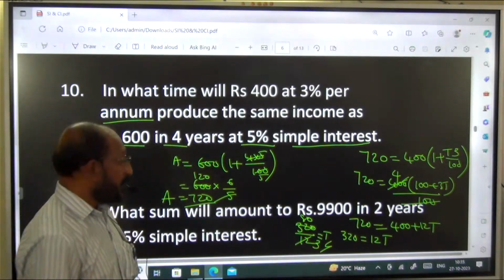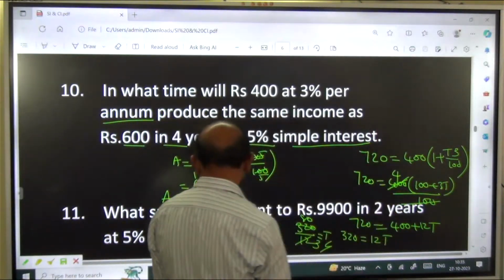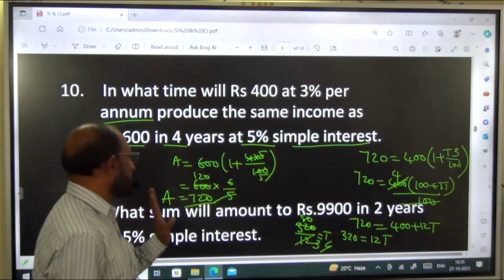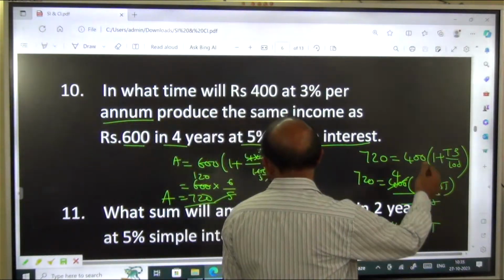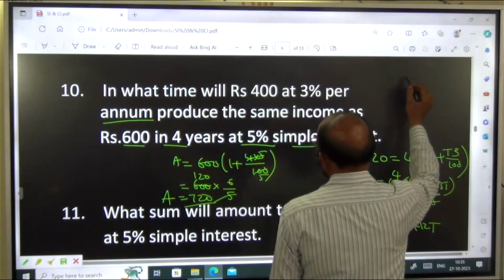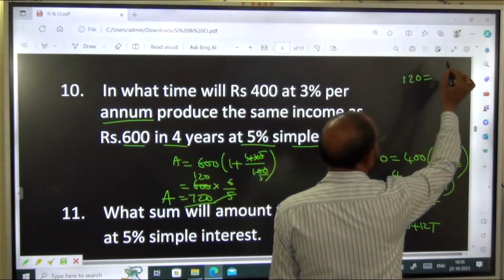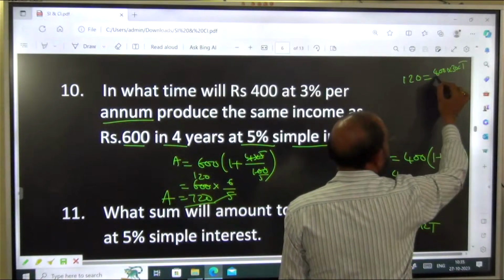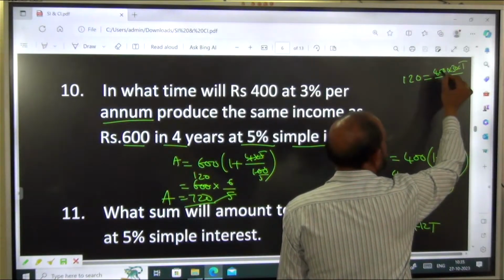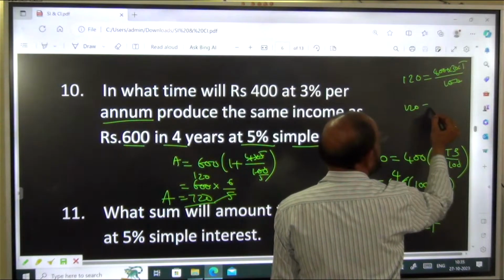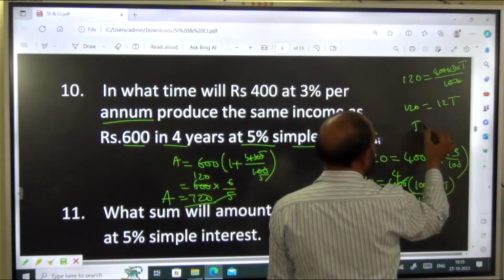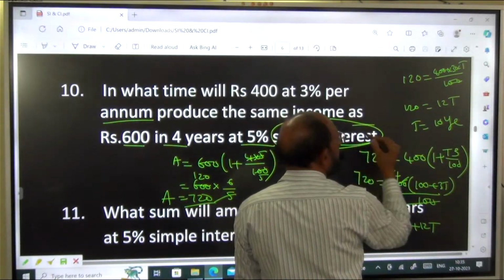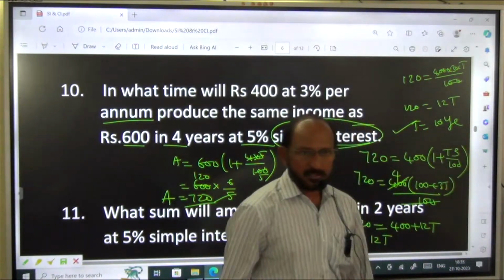Okay. If simple interest is taken, what is the simple interest here? 600 gives 120 rupees, 120 only. 120 is the simple interest. 400 into 3 into time, which we don't know, by 100. So 120 is equal to 12t. Time is equal to 10 years. If you take the simple interest only, time is equal to 10 years.